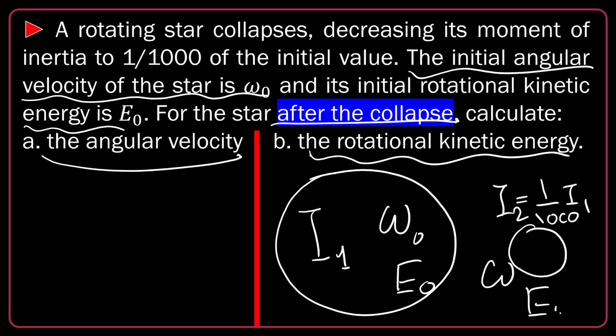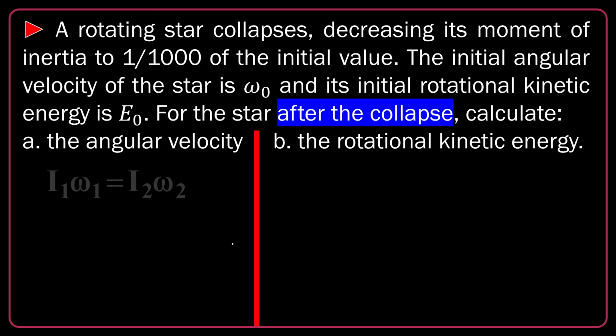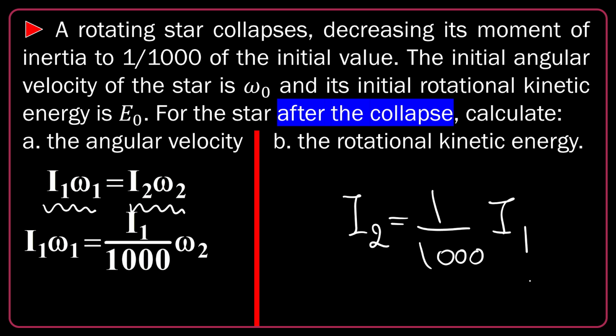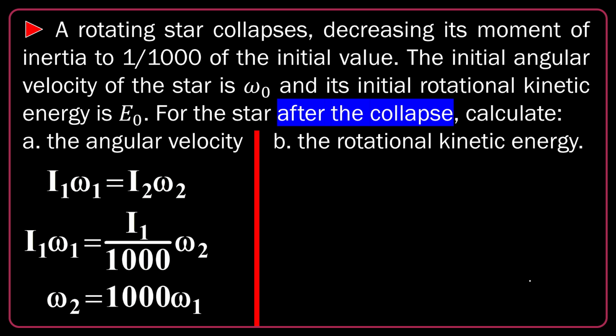kinetic energy, EK2. Okay, for the angular velocity, we can use the conservation of angular momentum because the star is not acted on by any external torque. So the total angular momentum before and after the collapse must be the same. So I1 omega 1 is equal to I2 omega 2. But we know that I2 is 1,000th of I1. Let's plug in the values and we will find omega 2 is equal to 1,000 times omega 1.